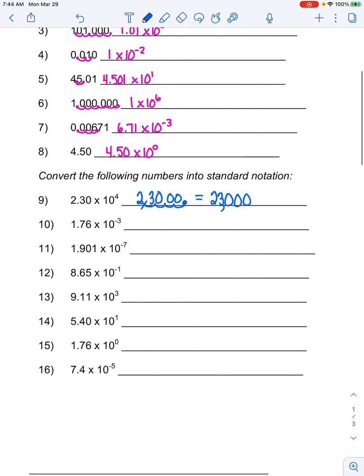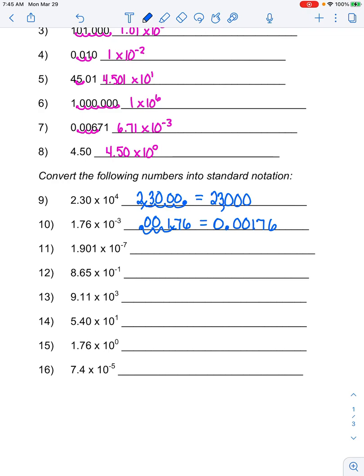Number 10, I notice I have a negative exponent, so I'm going to have to move my decimal to the left, so I'm going to write my number over just a little bit. So write your 1.76. -3 means I go 1, 2, 3 jumps to the left. Fill in those spaces with zeros. So my final answer is 0.00176. You'd also be correct if you didn't put this first 0 in front of the decimal. So either of those will be correct.